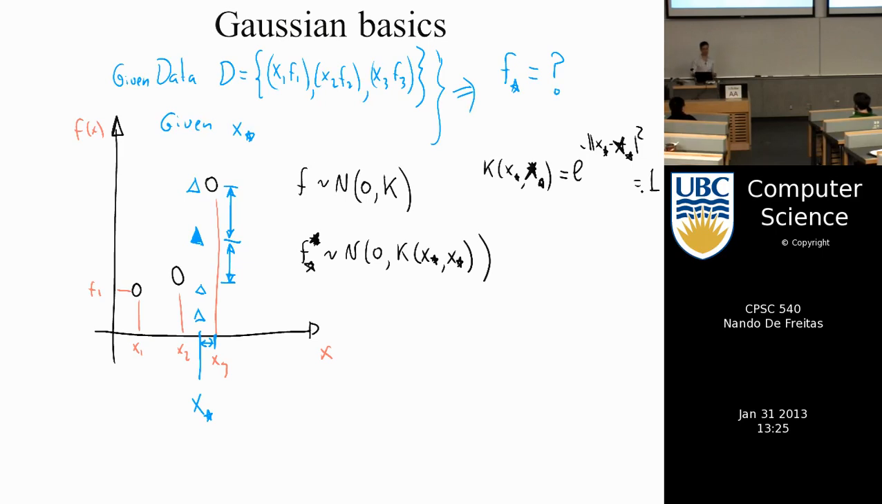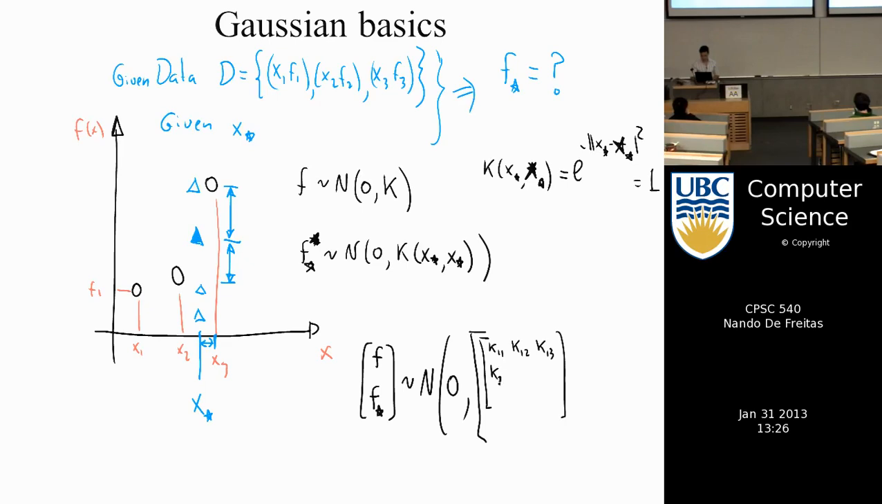So I can't just have them as two independent Gaussians, but I must have them together as a 4D vector, a 3D vector F and a 1D vector F star, coming from a Gaussian distribution that's still zero mean, but with a covariance that is first the covariance K, which is K11, K12, K13, K21, K31, K22, K33, K23, and K32. And now I'm in four dimensions, so I also need to look at the correlation of F with F star.